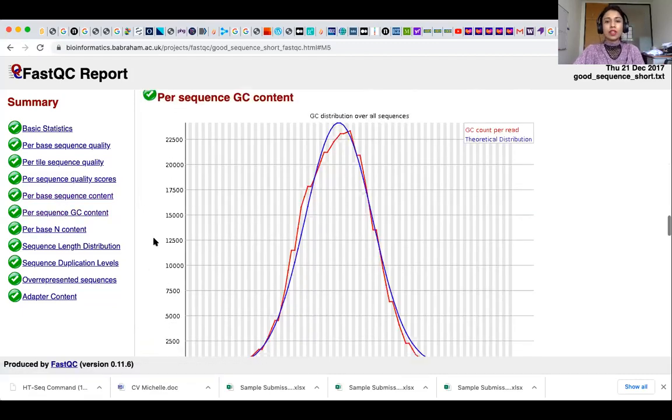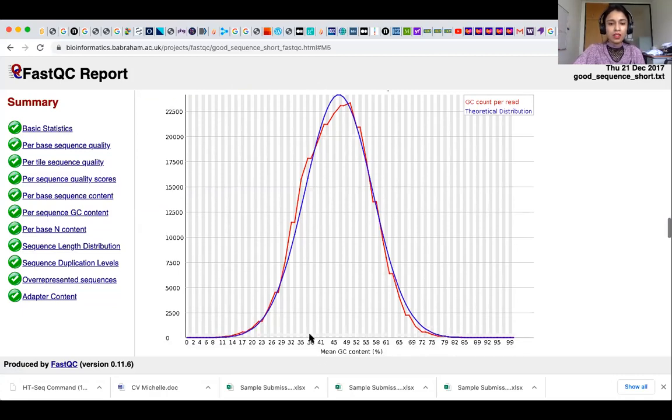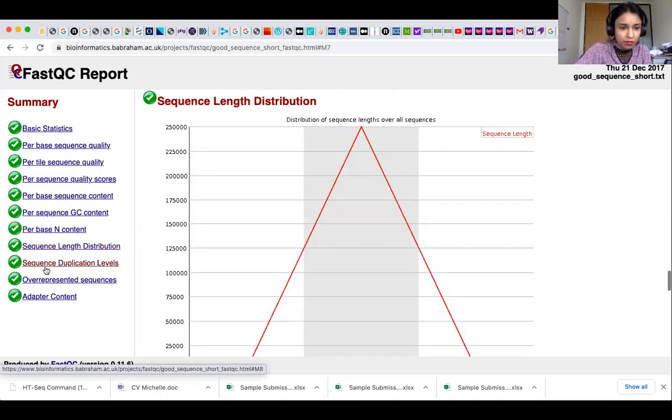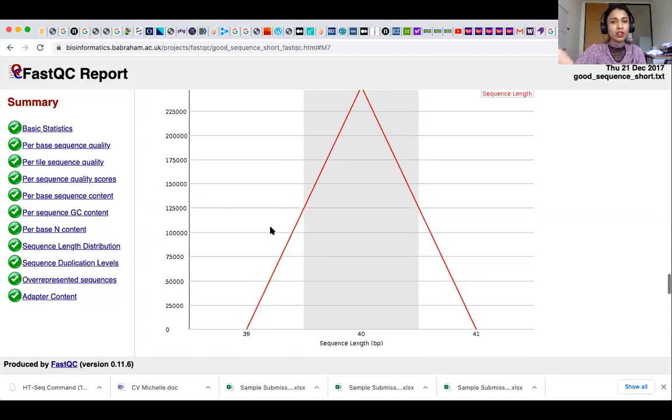This is to give you an idea of your GC content. It was already there in your summary stats in your first table, but this also shows you the same. Okay, it's about 40 something percent GC, right? Sequence length distribution will just tell you the average length of each sequence. And this was also already mentioned in your statistics table earlier, which was 40 bases.